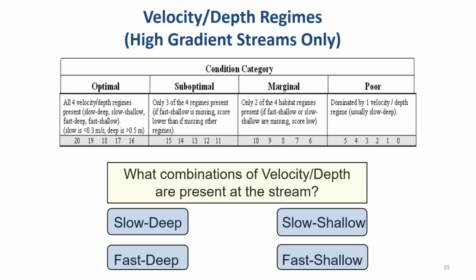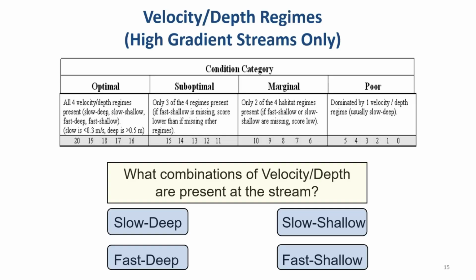So slow is less than 0.3 meters per second. I know that's hard to visualize, but basically it's not disturbed on the top. The water is moving very slowly. Deep is not particularly deep. It's over half a meter, so it's more like knee deep. So it doesn't have to be very deep, but if you're a small macroinvertebrate, that seems deep.